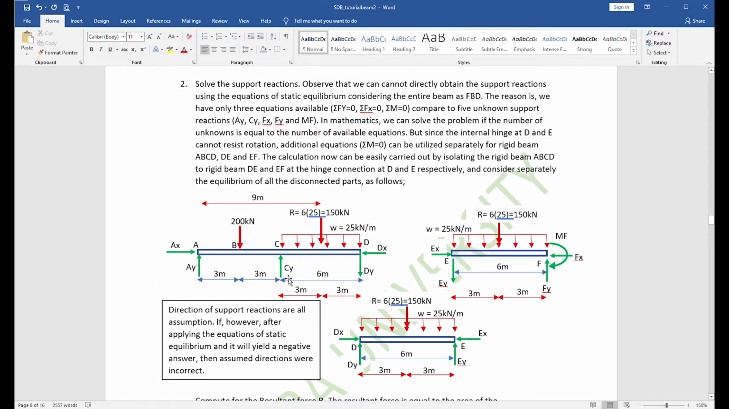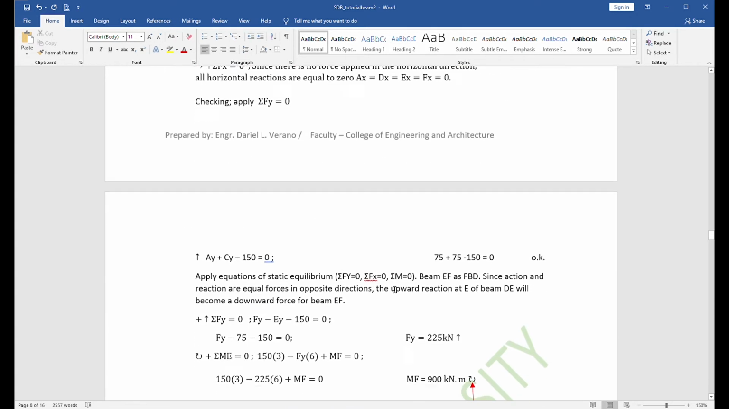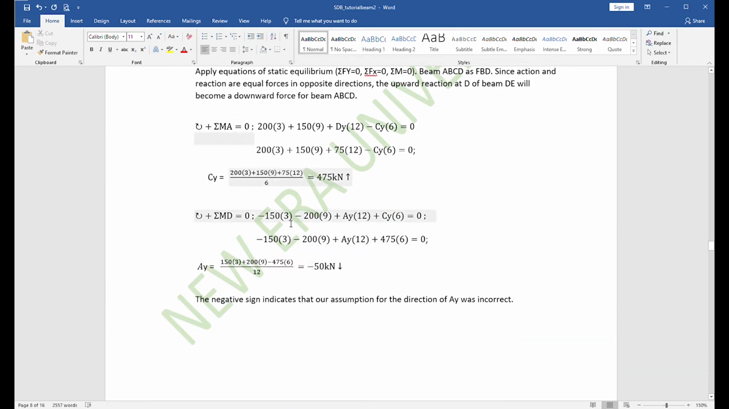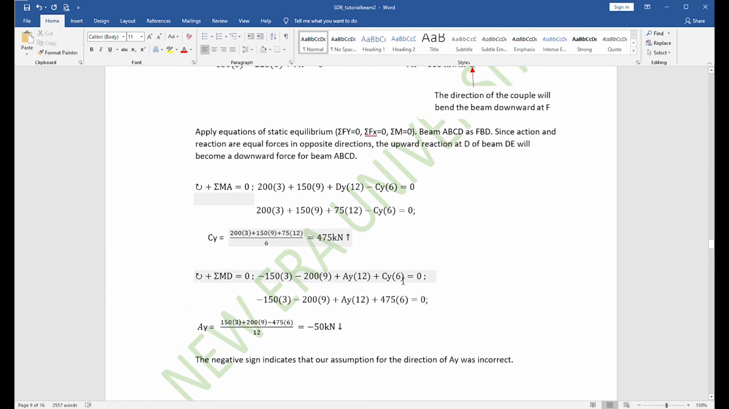So mayroon tayong apat na component ng forces, AY, CY, 200, and 150, where AY and CY will rotate in a clockwise manner with respect to point D. So, tignan na natin yung ating summation moment dito. So, dalawa ang positive, AY and CY. Okay, so we have already solved for CY.